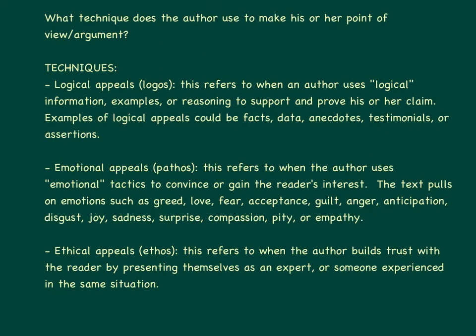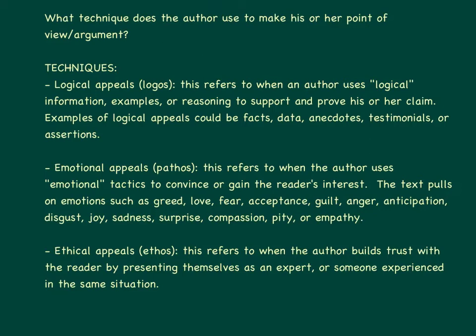Another common technique is the emotional appeal, also called pathos. This is when the author uses emotional tactics, when they may refer to sad events or say something to make you feel sympathy, guilt, fear, and thus draw you into what they're saying or what they're trying to convince you. There are tons of emotions. There's a long list there: greed, love, fear, acceptance, and on and on. Any emotion could be touched on by an author.